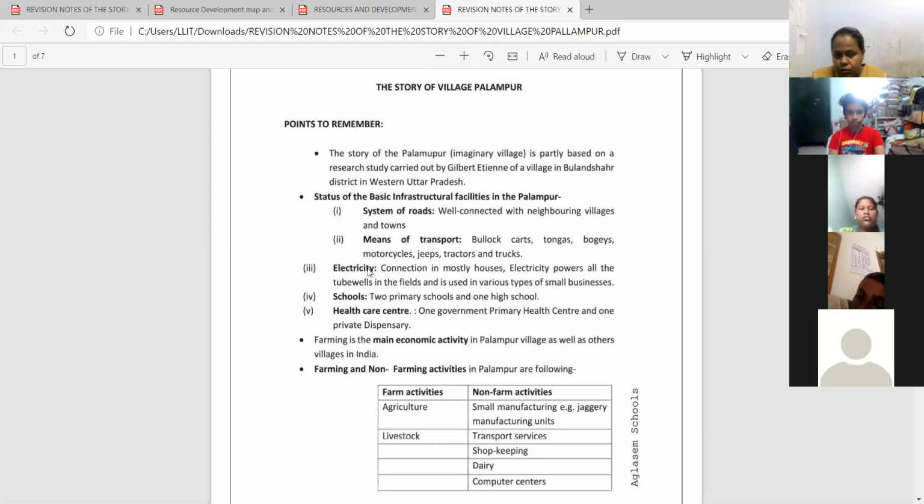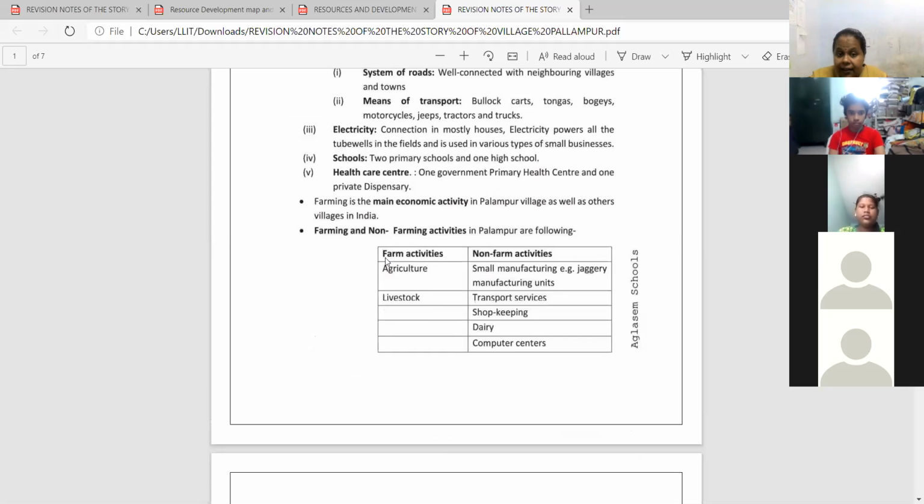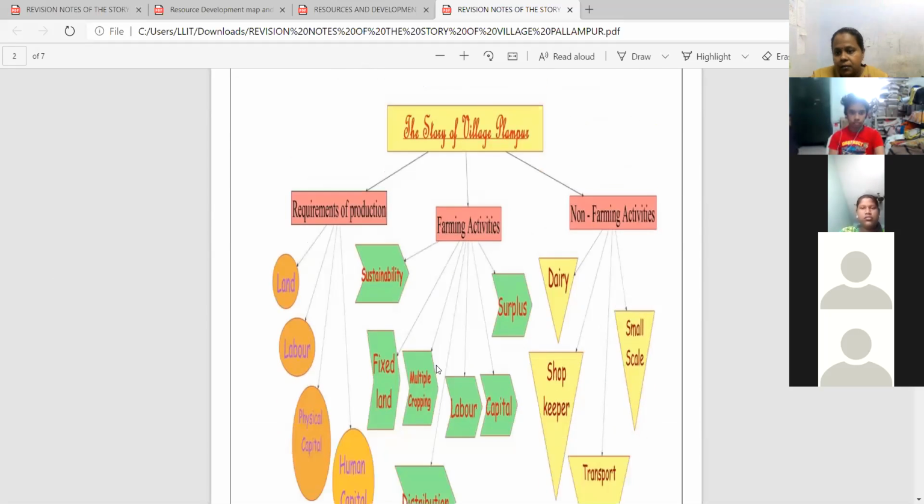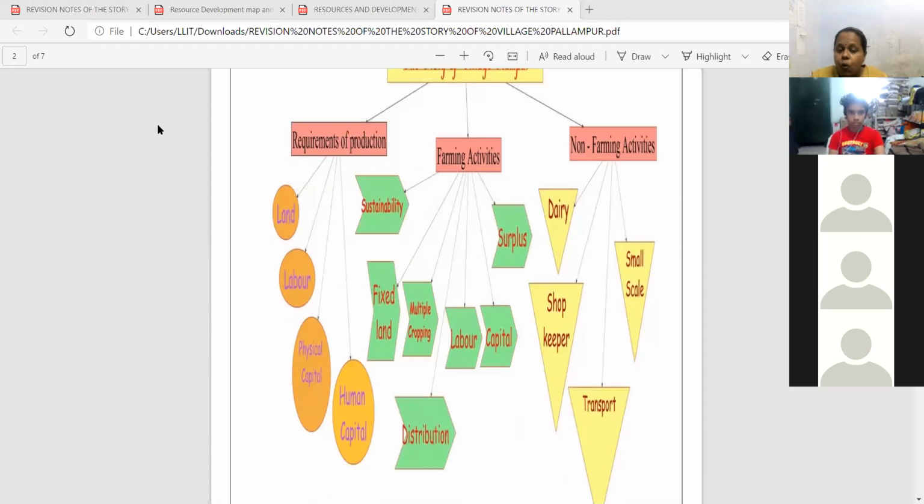Then coming to the means of transport, bullock carts, all we have done. Then electricity. How about schools? How about healthcare centers? What kind of farming activities? Agriculture, livestock. Then what is the real chart of the village? Requirements, farming activities, non-farming activities. So what are the requirements for production? In order to produce a product, what do we need? Land, labor, physical capital, and human capital. What are all the farming activities? Sustainability, fixed land, multiple cropping, labor, capital, surplus, and distribution. So what are all the non-farming activities? Dairy, shopkeeper, small scale transport. That's all. Village of Pallampur over.